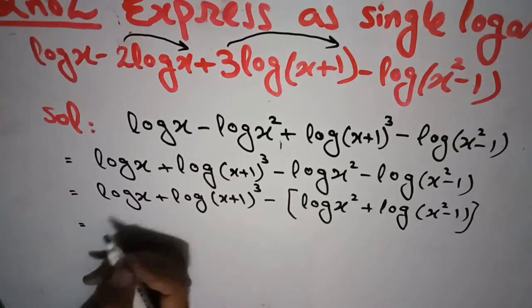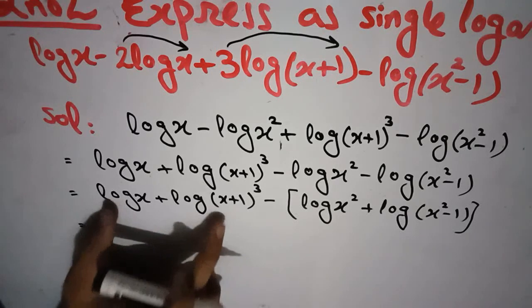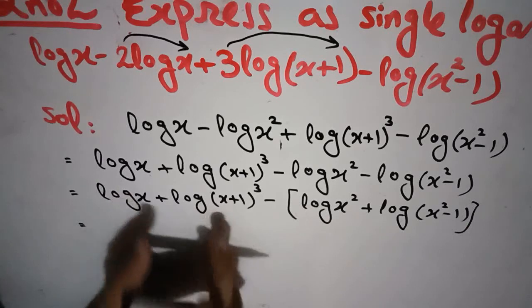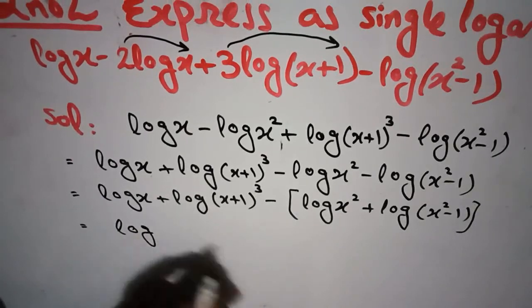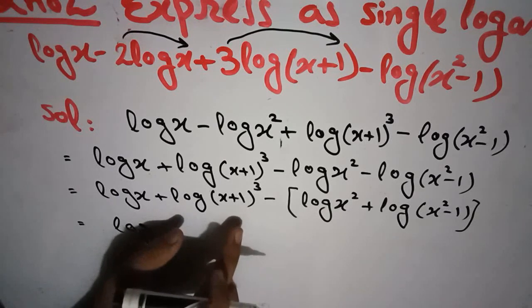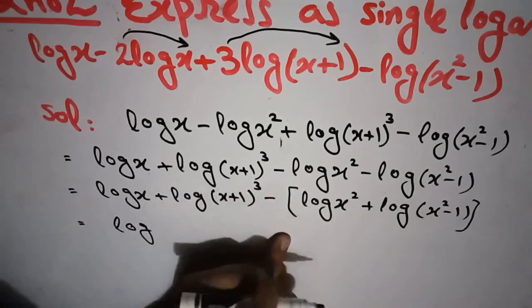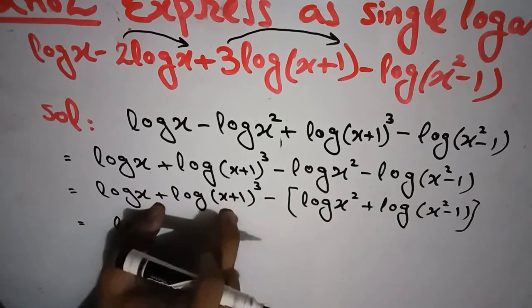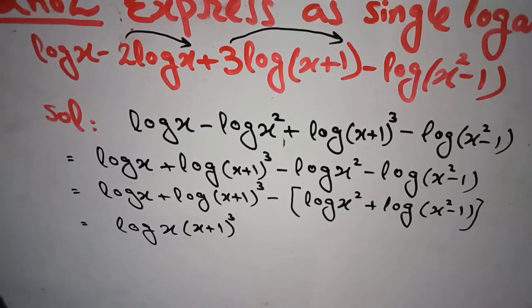Now we will represent it as a single log. As you have learnt in your previous question, the sum can be written in product form, or the product can be written in sum form. So I am writing the whole value as a single logarithm by applying the property: log x plus log x plus 1 whole cube. Both of these positive values will be written in product form, like x into x plus 1 whole cube.